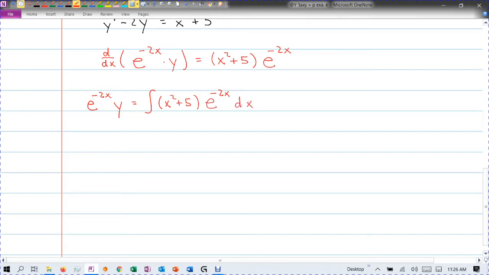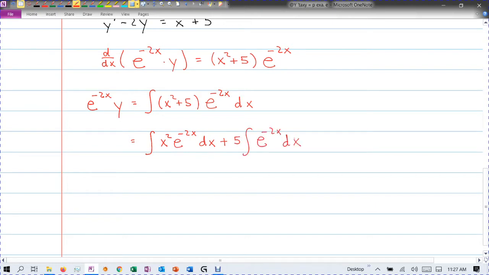All right, so to do that integral, we're going to need integration by parts a couple of times. So let's do this first. This right-hand side is equal to the integral of x squared e to the negative 2x dx plus 5 times the integral of e to the negative 2x dx.